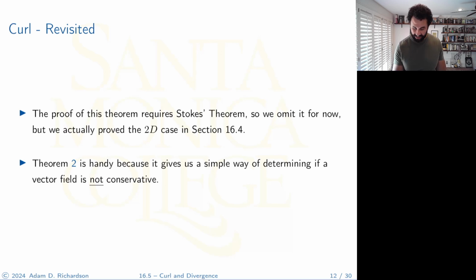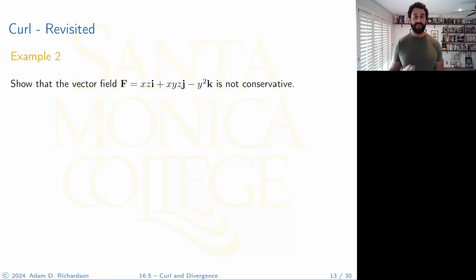However, the proof of the 3D case actually requires Stokes' theorem, so we're going to omit it for now. Not going to prove it for now, but it's basically the three-dimensional analogy of the results that we saw in the previous two sections, right? And again, one thing that's nice about this theorem is that it gives us a simple way of determining if a vector field is not conservative.